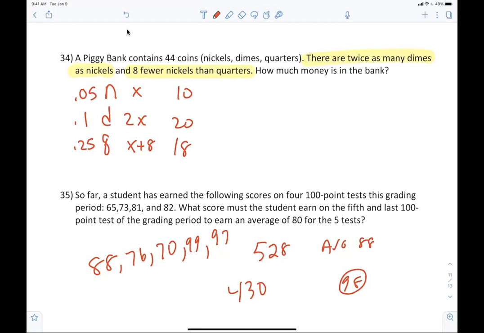You can train yourself to see things better by writing in numbers, and now you can see the relationship, right? From nickels to dimes, I multiplied by 2. And from nickels to quarters, I added 8. And I don't even have to worry about the fewer. But does everybody agree, there's still 8 fewer nickels than quarters? Everybody with me? Yeah. All right, if you can do that, I feel you're in great shape. You've got to read carefully. Now what?